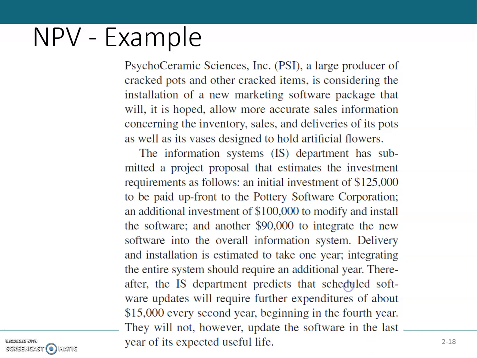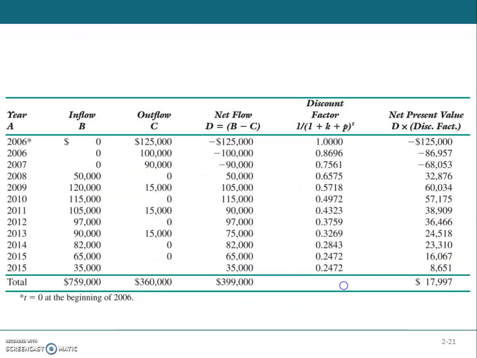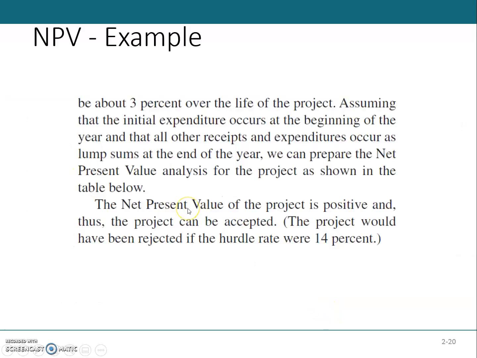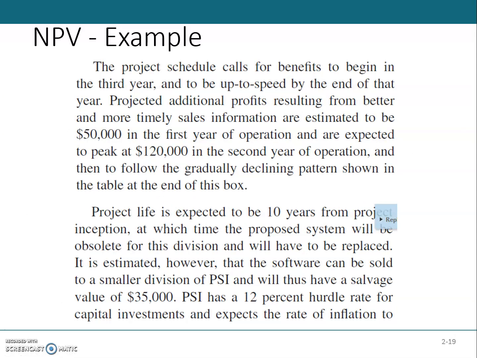So here what we can see is the first update expenditure, then after 2 years, and then after 2 years, and then in 2015 there will be no update expenditure. So these are the cash outflows. And then what are the cash inflows? Cash inflows are starting from $50,000. So what is that $50,000?